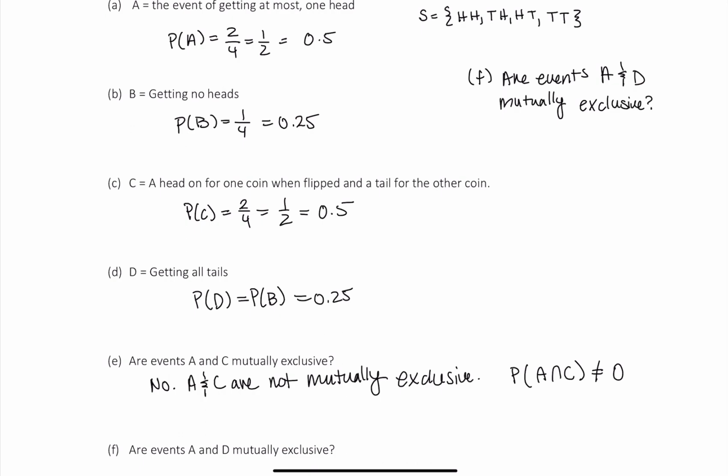So are events A and D mutually exclusive? Well, again, event A is getting at most one head, and event D is getting all tails. So it is not possible to get one head and all tails. So yes, they are mutually exclusive. Since they're mutually exclusive, I know that the probability of their intersection is equal to 0.